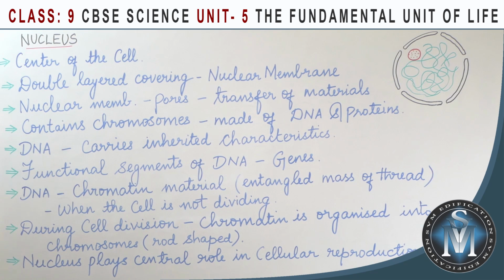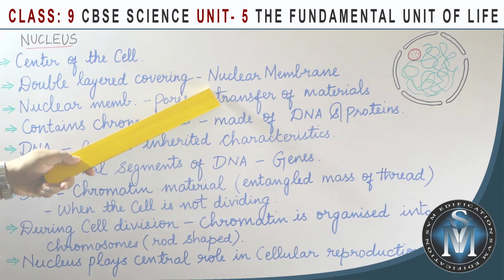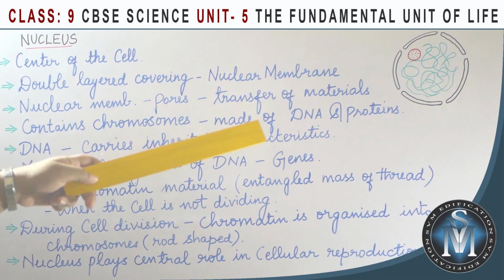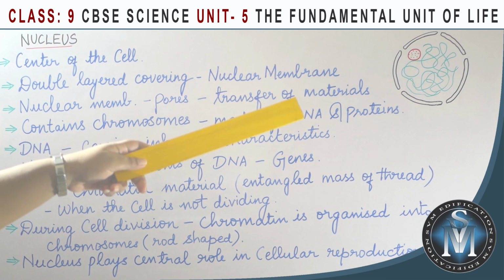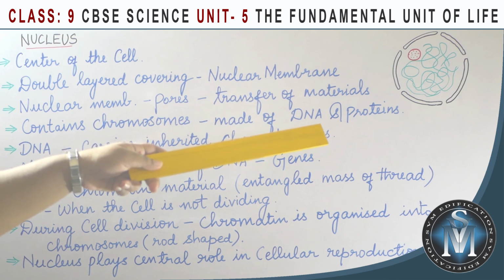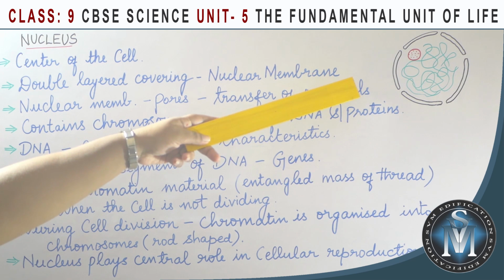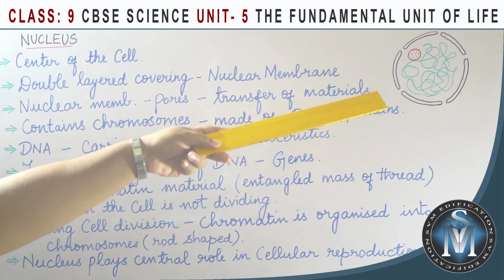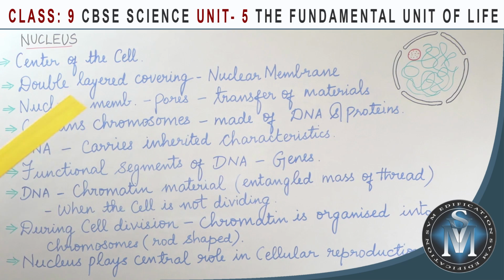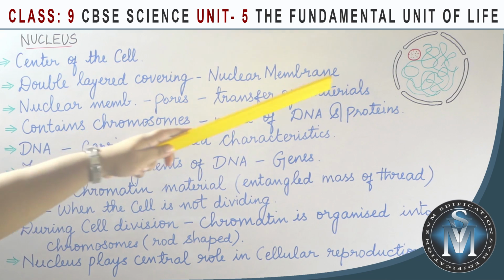The next important part in the cell is nucleus. Nucleus is present in the center of the cell, and it has a double layered covering called the nuclear membrane. Here in this diagram you can see the outer double layered membrane, which is drawn in black. In this, the outer layer is called the outer nuclear membrane and the inner layer is called the inner nuclear membrane. The nuclear membrane also has pores, that is small holes.